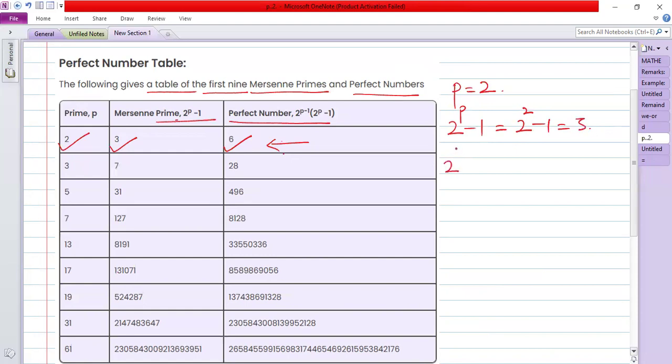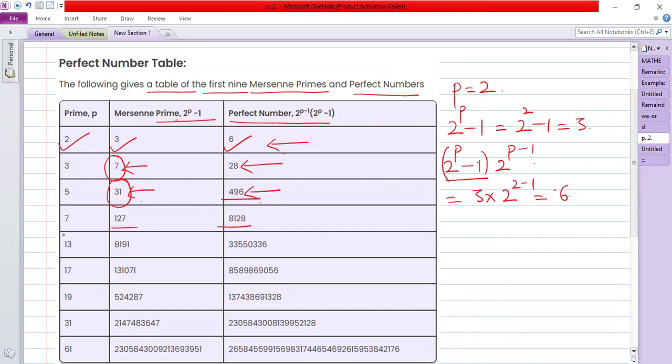And what is the value of this number, 2 raised to power p minus 1 into 2 raised to power p minus 1? Obviously, this value is 3, and this value is 2 minus 1. So it will be 3 into 2, which is nothing but 6. Similarly, the next perfect number was 28, and the next Mersenne prime was 7. The next perfect number was this, and the next Mersenne prime was 31, and similarly going on.